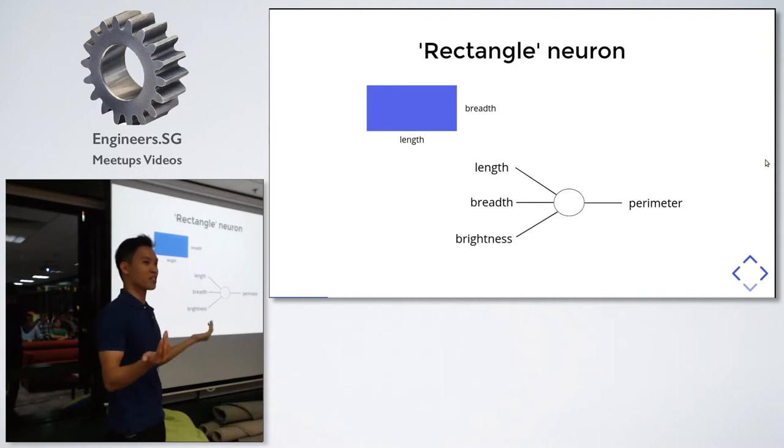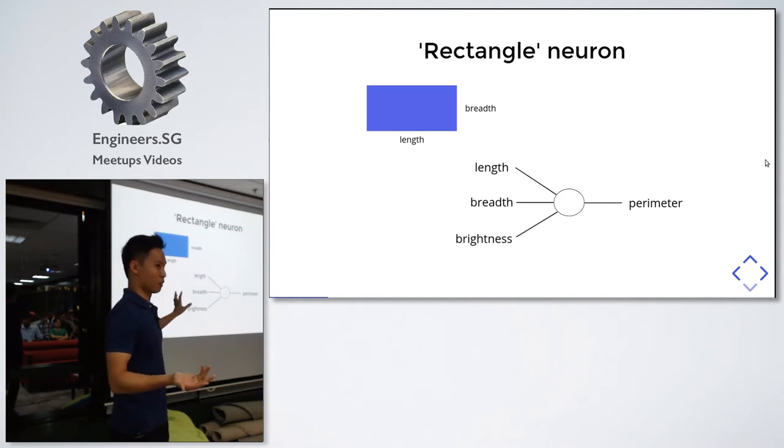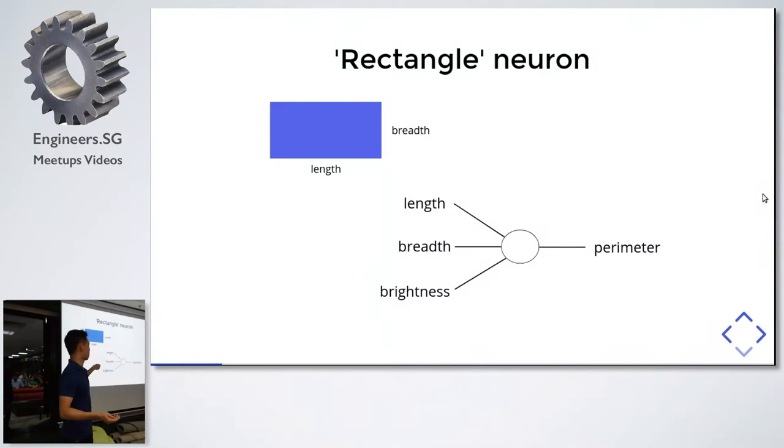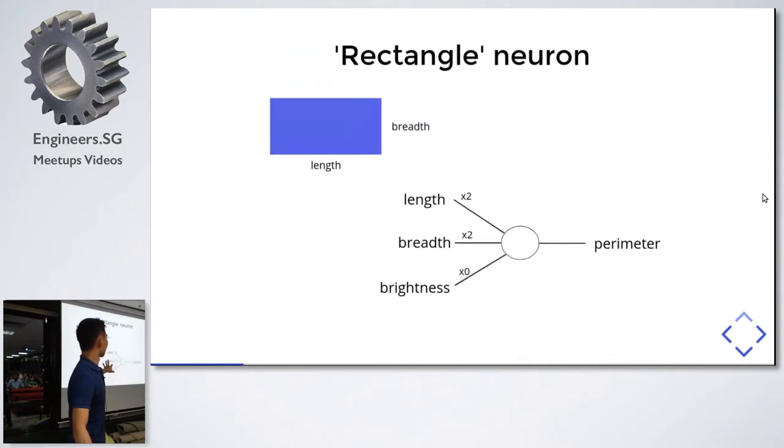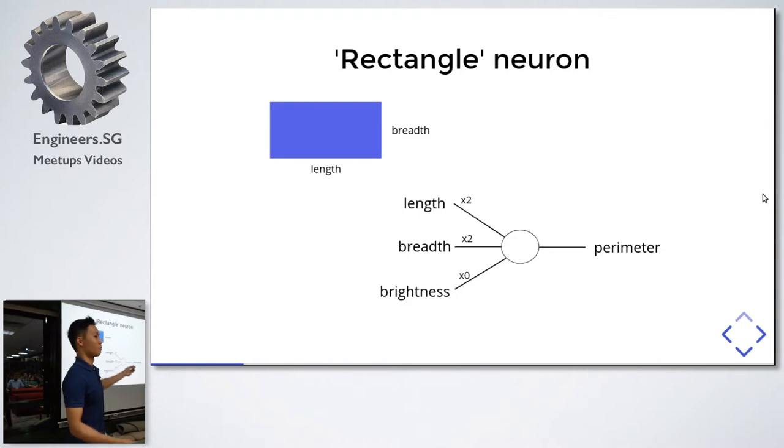Common sense tells you that the brightness of the blue color shouldn't affect the perimeter, right? So a neuron would learn that this is irrelevant. A perfect neuron will learn that it's irrelevant, so it will multiply it by zero. And it will multiply the length by two, because every rectangle has two lengths, and the breadth by two as well, and brightness by zero, because it doesn't make sense to add it in. Then it comes up with the perimeter, because length times 2 plus breadth times 2, and then you get the output.